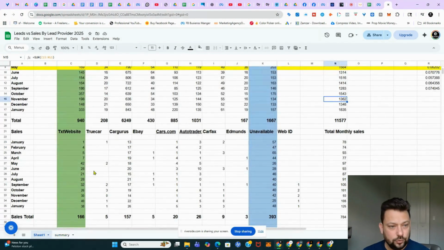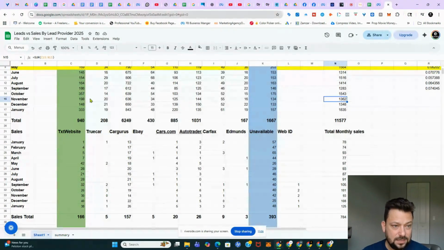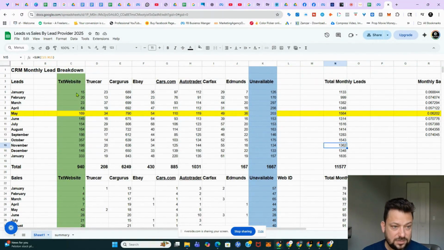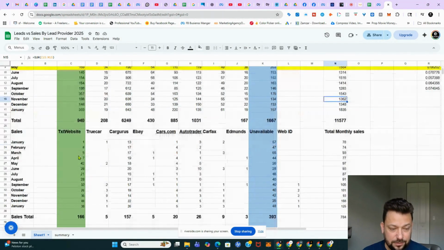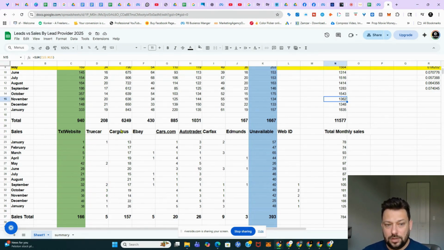The outcome, again, being the sold vehicles growth, occurred through website inquiries that started at 15 and ended at 333, and went from one attributed sale to 38. You can notice here that the attribution for the other lead providers was basically consistent.